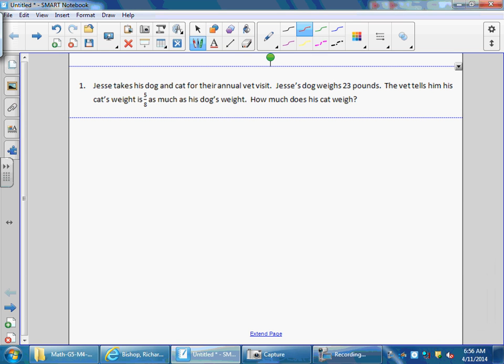Module 4, Lesson 24 homework. We have word problems here, so we're going to be using a redraw right strategy.